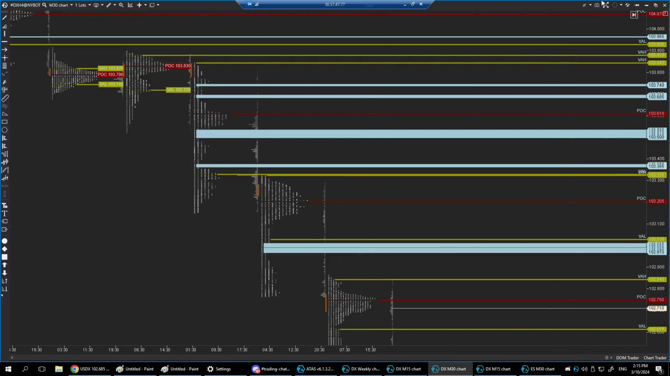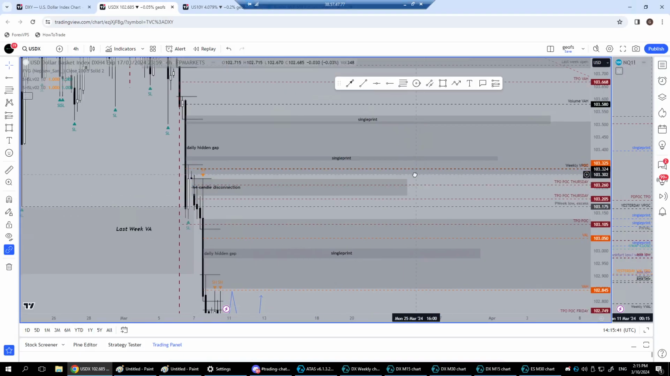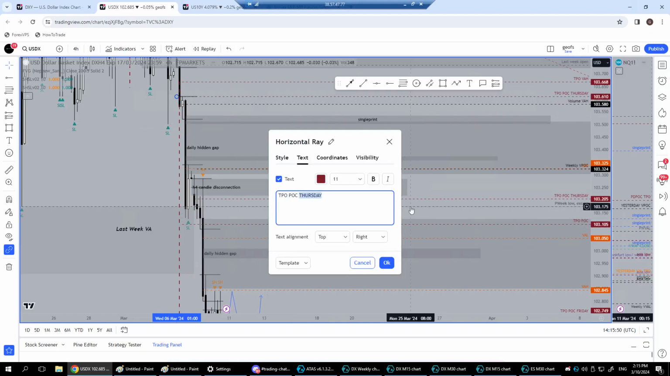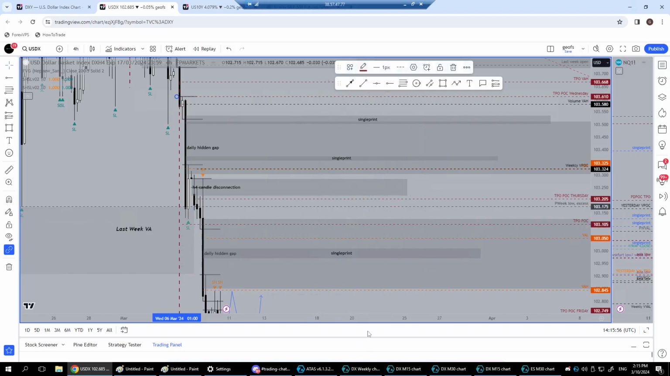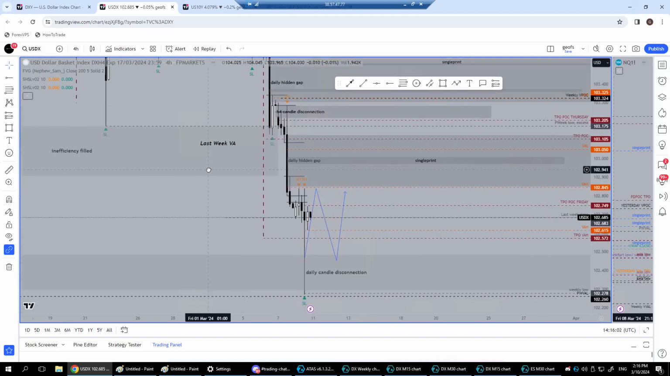Thursday, Wednesday. Okay. Right, I think that's enough on the TPO side of things for now. We've got a bit of a map there. I think we may fill this wick, on Monday we might move up and down a little bit around in this kind of range between this single print and this low. You can probably expect a bit of a range.